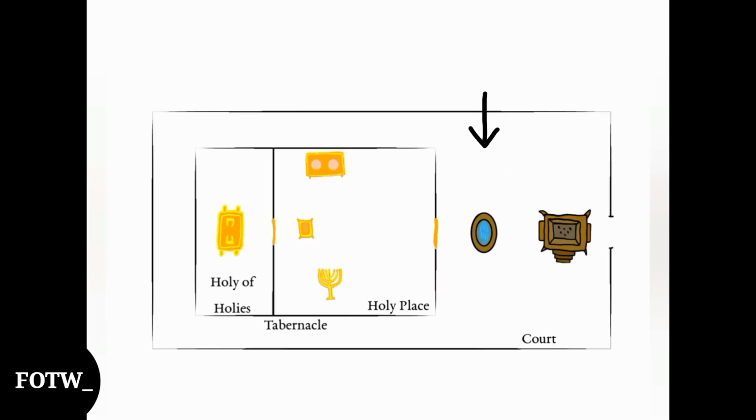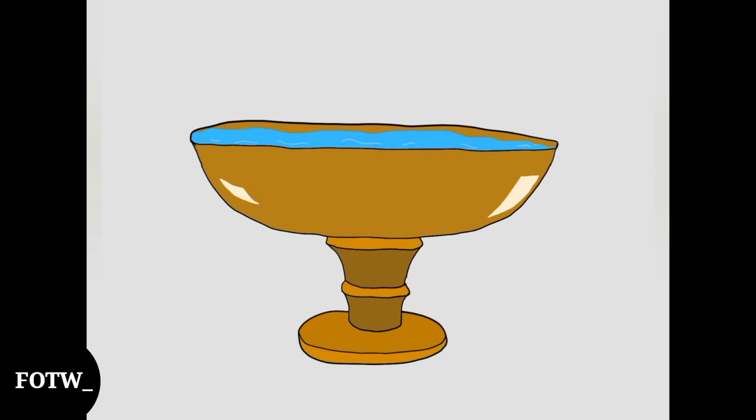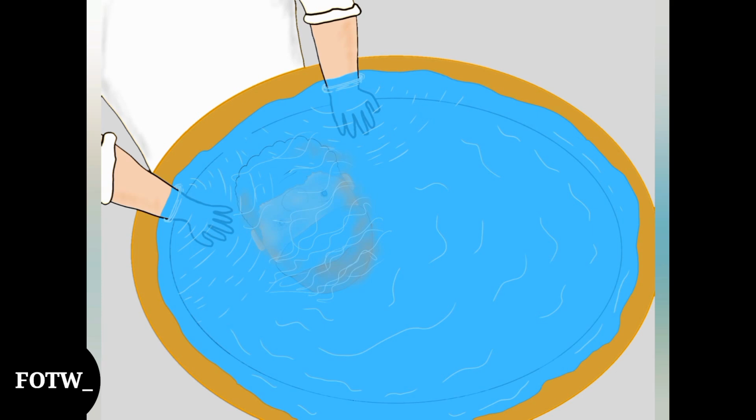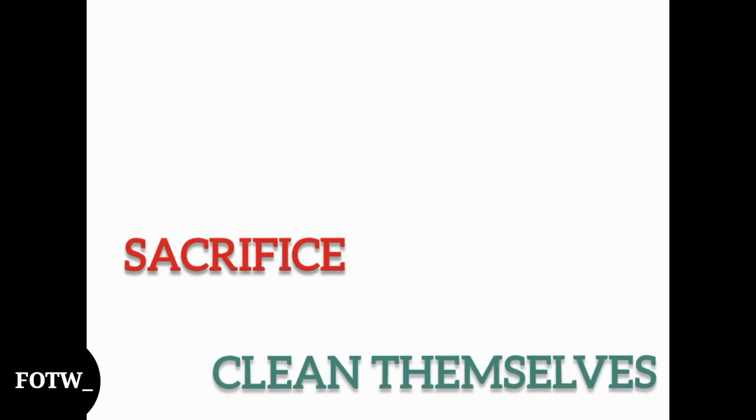The brazen laver is the next structure. They were washing basins filled with water. It was used for washing. The word brazen means brass, and it was polished in such a way that the person washing could see himself like a mirror, so that they could see themselves as they washed. In effect, before approaching the holy place, one must first give a sacrifice, then clean themselves up.